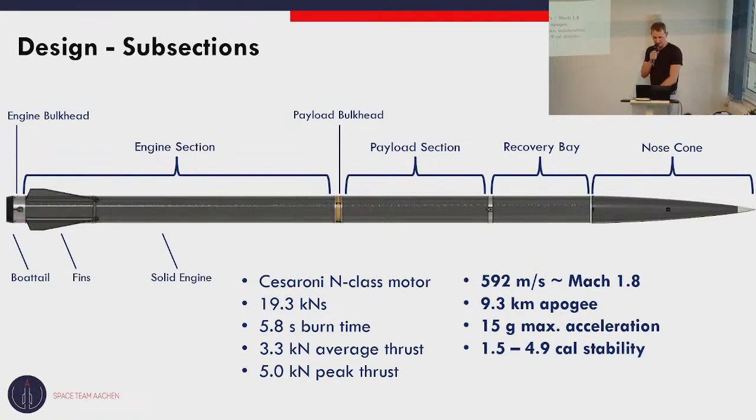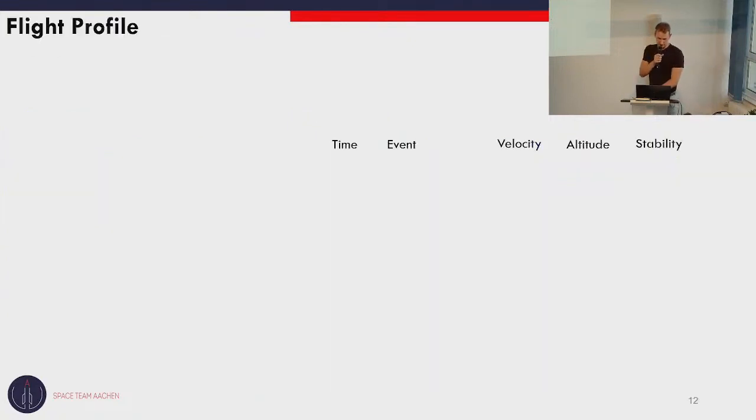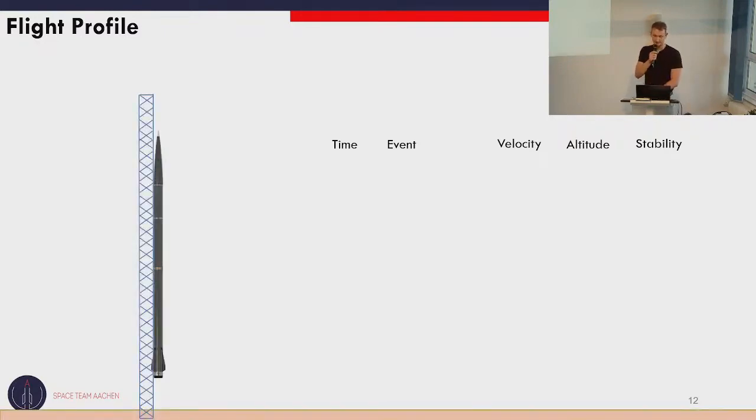Okay, that's it for the design part. Now, next up for the flight profile, we have a nice little animation prepared. You can see the time here, the event, the velocity, altitude, and stability of the rocket. So we will go through each event during the flight and mention some numbers. So that's the rocket on the launch rail.